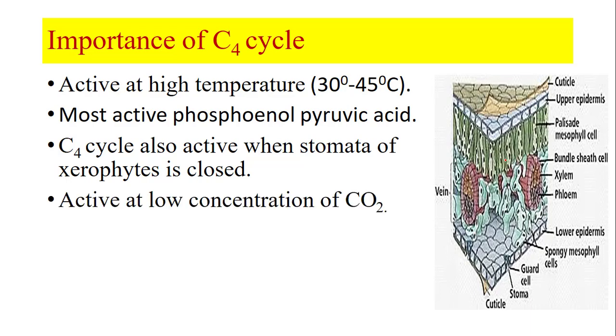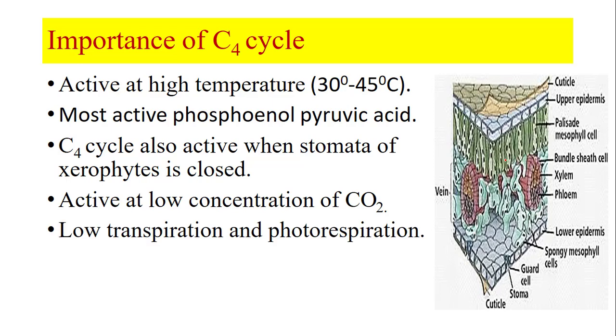Active at low concentration of carbon dioxide. Carbon dioxide concentration is decreased due to stomata closing. So low concentration of carbon dioxide is a very important condition. In this situation, C4 cycle is active. So it is a very important process. Low transpiration and photorespiration. Due to stomata closing, transpiration becomes low and photorespiration also becomes low.